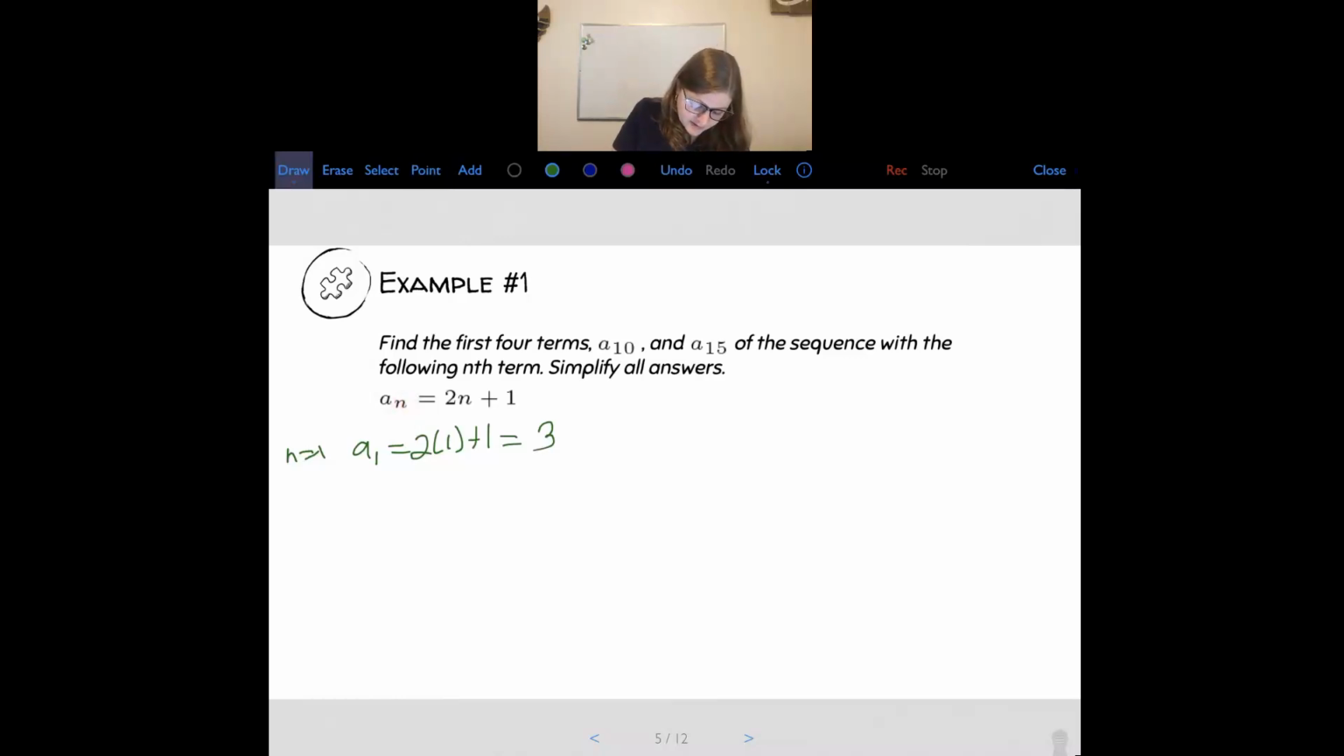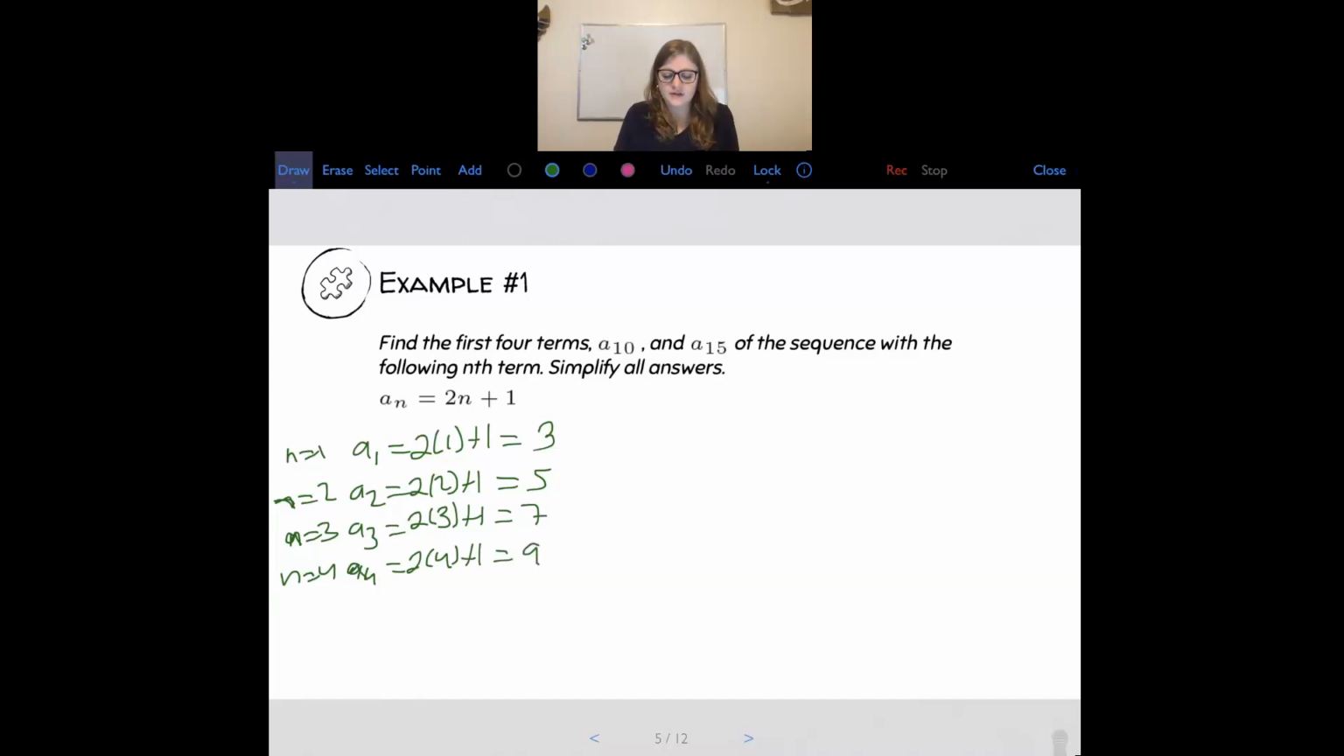So we keep going to find the second term. We have a sub 2 is 2 times 2 plus 1. So 2 times 2 is 4 plus 1 is 5. N equals 3. A sub 3 would be 2 times 3 plus 1, which would give us 7. And n equals 4 gives us a sub 4 is equal to 2 times 4 plus 1, which is 9. So that would satisfy the first 4 terms.